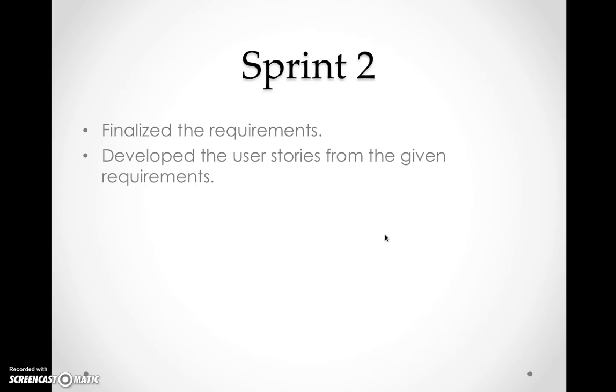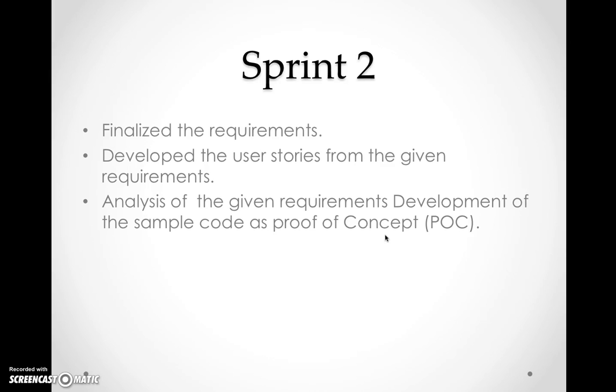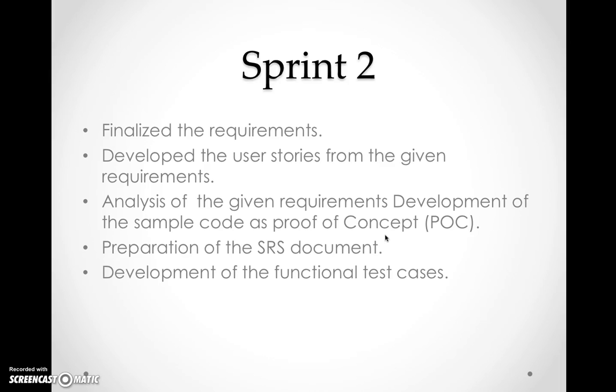As part of Sprint 2, we have finalized our requirements with the sponsors. Based on those given requirements, we have developed the user stories. We have also developed a sample code as POC or proof of concept based on our understanding. We have started working on the SRS document and development of the functional test cases. As part of each and every sprint, we have team meetings once a week to discuss our task and action points. Now, Kalol will illustrate the sample code developed by us.